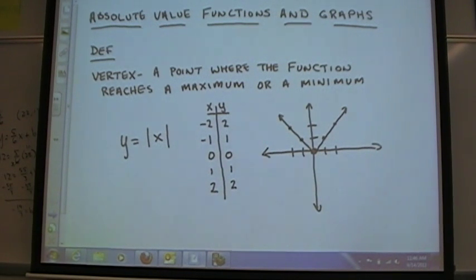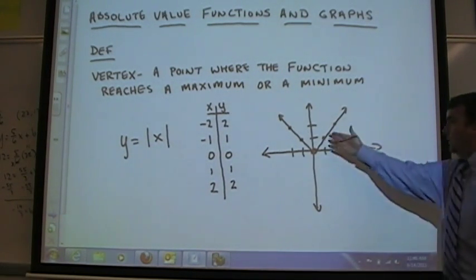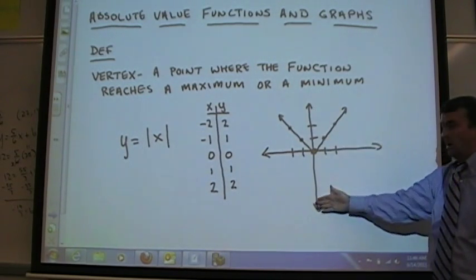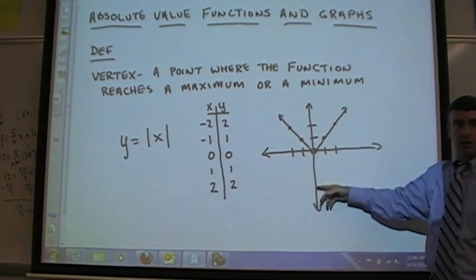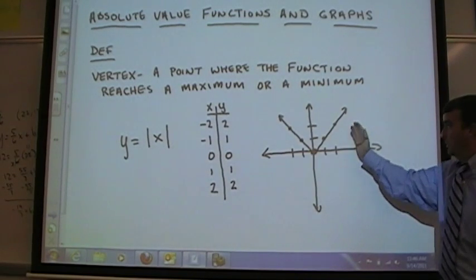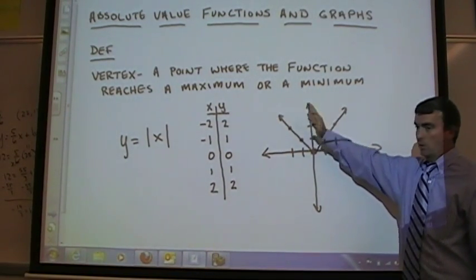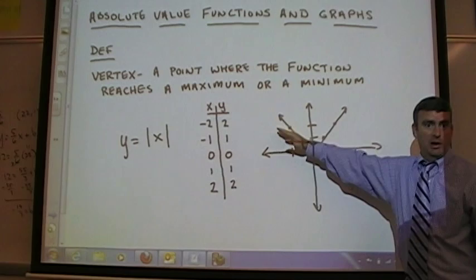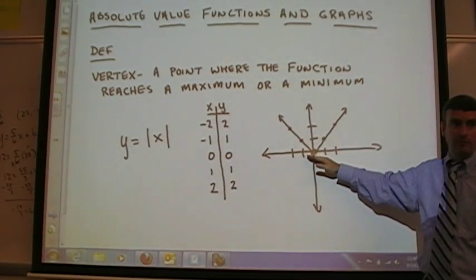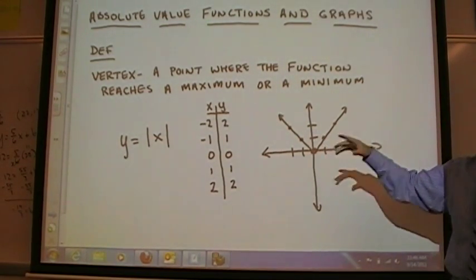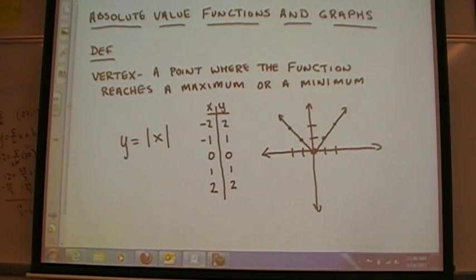It will always form a V shape, absolute value. And that V shape is symmetrical. Everybody knows what symmetry is, right? Symmetry is, in this case, this axis is my line of symmetry. That means I could take this side and fold it along that line, and it would land directly on top of this side. And that's going to be important when I start explaining how to do the tables.